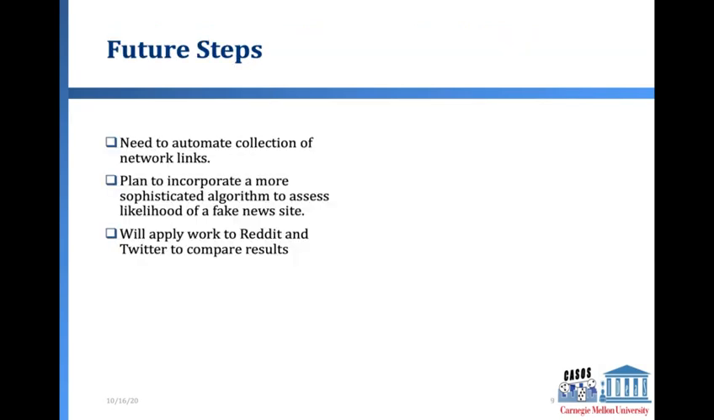So finally, some future steps that I'd like to incorporate with this work is I'd like to automate the collection of the network links so that I can have all these scripts run daily. So every time there's a new domain that pops out, I can have a score for it that day saying, this is how much we should believe it or not. I plan to incorporate more sophisticated algorithms to check and see if there's a new way to make the fake news score any different. And finally, I'm really excited to apply this work to both Reddit and Twitter's platforms and to compare the results. So do the same domains rank similarly across the different platforms? That's something I'm interested in learning about. And I hope you are too.